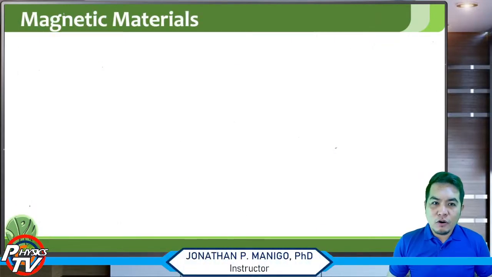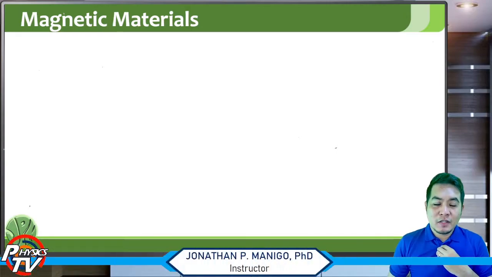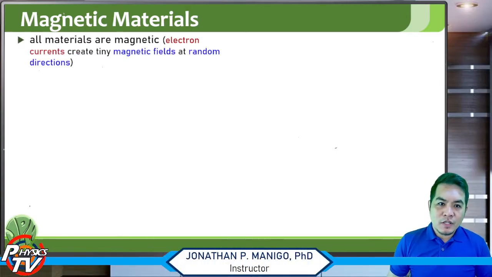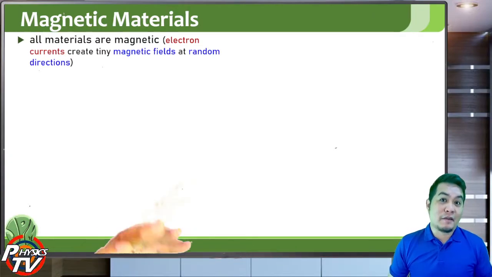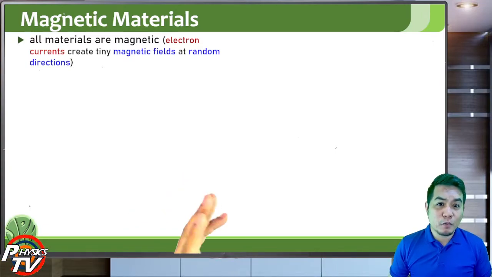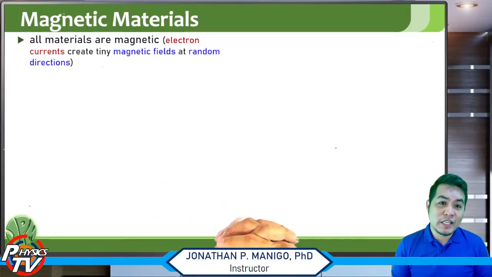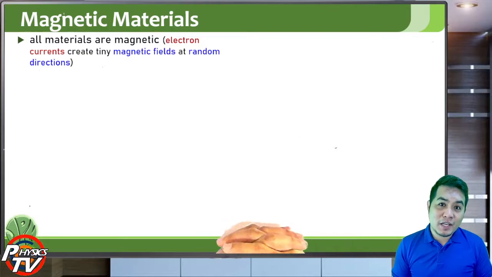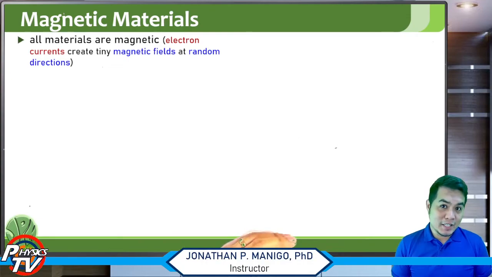Okay, so all materials can be categorized into three types of magnetic materials. All materials are actually magnetic because we have electron currents in every material. There are electrons in every material, and these create tiny magnetic fields. We call them tiny dipole moments. And it just so happened that the magnetic field orientations of these tiny currents are at random directions, such that the net magnetic force of a material is zero.